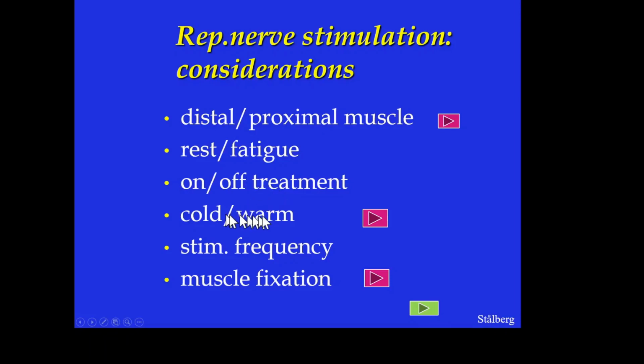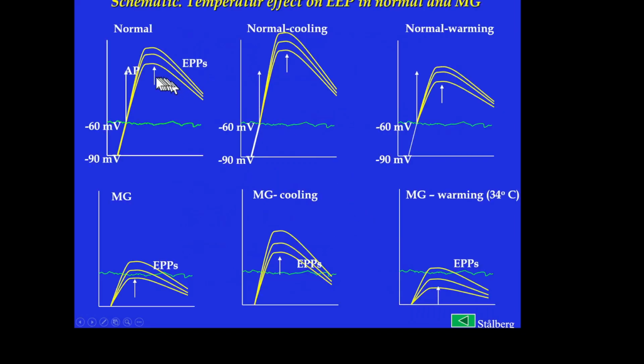And temperature is very important, and that can be shown in the following way. Here is the normal situation, and here's the myasthenic situation. In the normal, we have this decrement I already showed you, and with cooling the end plate potential amplitude is increased. And with warming, it is a little less, but still it's not critical because we are still way above the threshold. So in the normal muscle, we don't see any effect of cooling and warming.